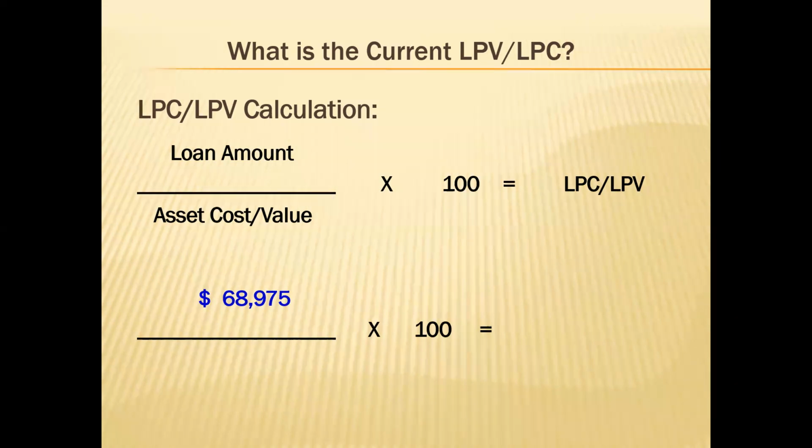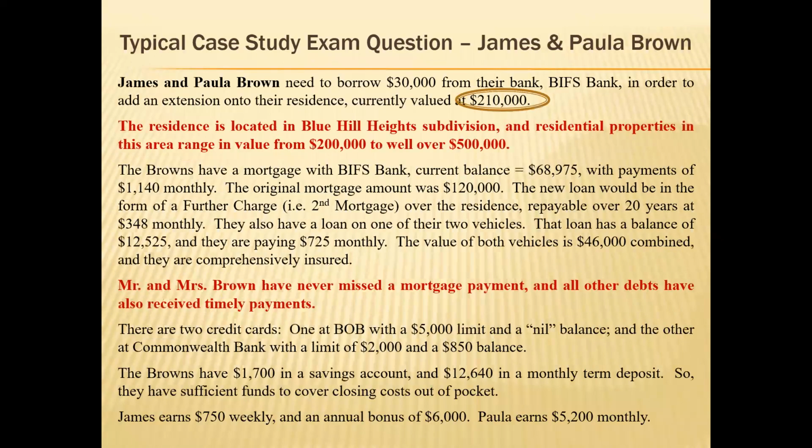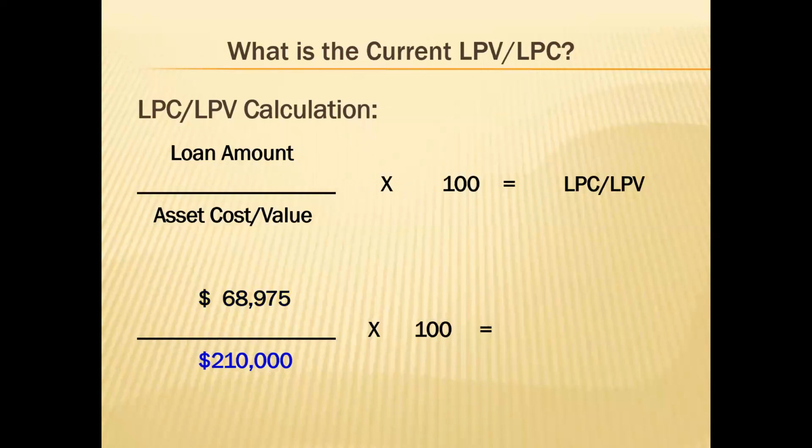Which is the current value, 210. We get that also from the narrative. So we put that as the denominator. So we have 68,975 divided by 210,000, and that gives us an LPV of 33% or slightly less. So 32.85 or 32.9 or 33%.